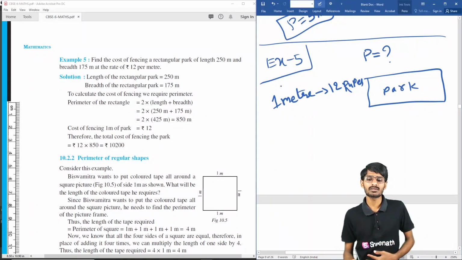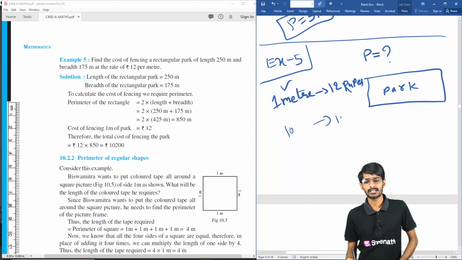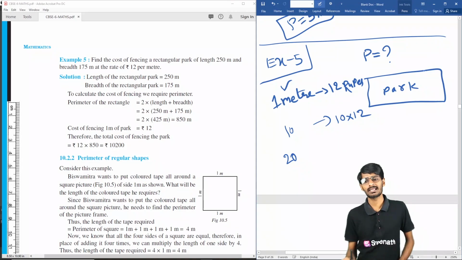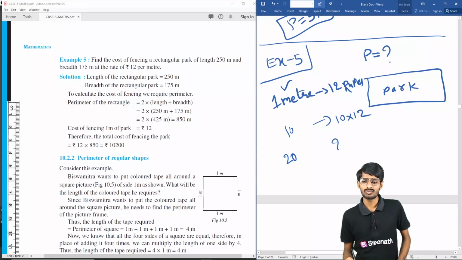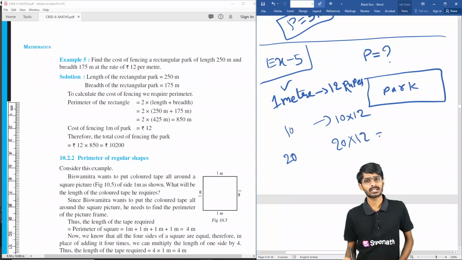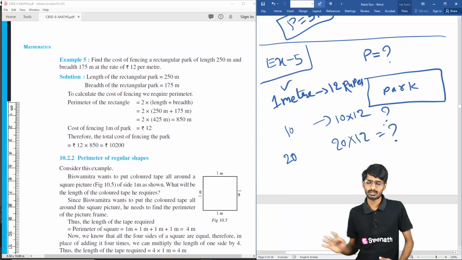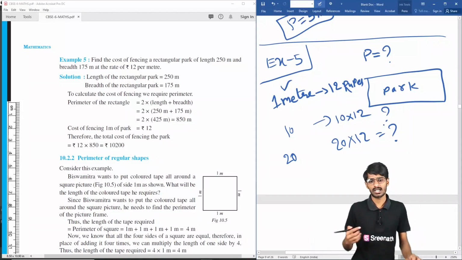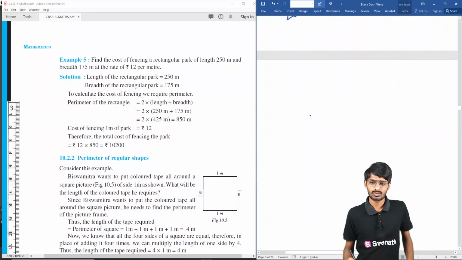For 1 meter we know the cost. If you get 10 meters, then you multiply 10 with 12 and you will get the cost for 10 meters. If it is 20 meters around the park, then you multiply 20 into 12, so that you will get the total cost of construction. But how many meters it is, that is our question, and we have to find it. So we have to find the perimeter of the rectangle.